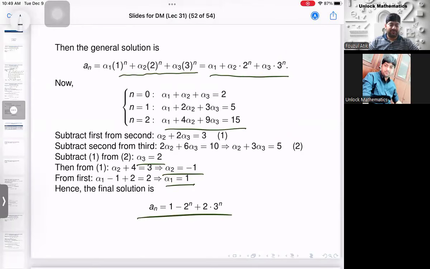Our problem is done, right? So practice this kind of problem. It is the extension of the previous theorem. If you have two roots, it is alpha 1 plus alpha 2. If you have three distinct roots, alpha 1, alpha 2, alpha 3.